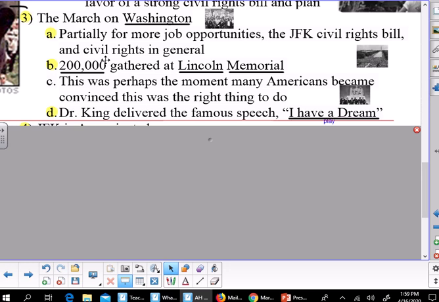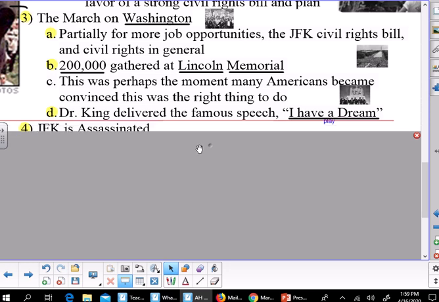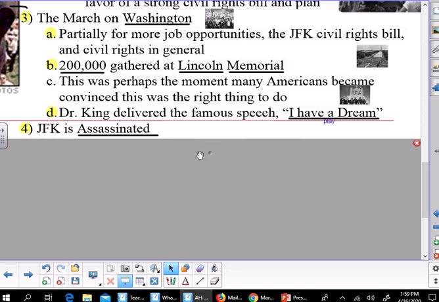Now, this is August of 1963. So in June of 1963, JFK says, I'm for civil rights. In August, same summer, 1963, Dr. King delivers this speech that is just going to live through the ages. And then just a couple months later, JFK is assassinated. Now, why? We'll get into that on another day.